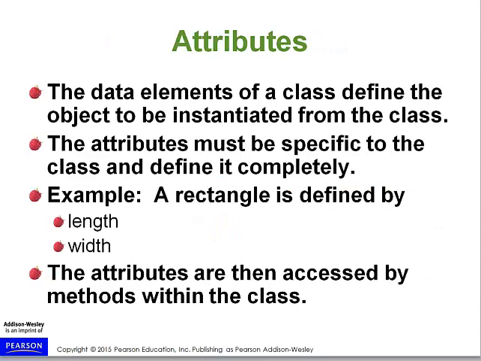Let's look at your attributes. Attributes are the second row right here. I'd like for you to see that the attributes are the data elements of the class, defined for the object that's instantiated from the class. Instantiate means that you are creating an object from your class. The attribute must be specific to the class and define it completely. So for example, if you look on the page, let me pause here.